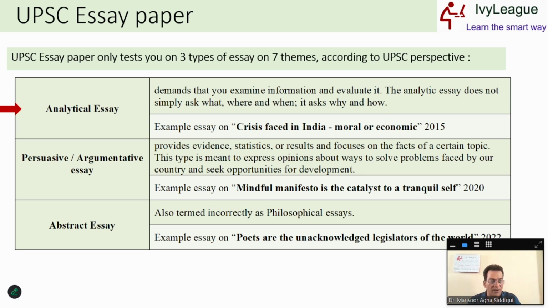Why it happened? Why do we have a crisis at the moment? And how it happened? And then you need to look at various facets which are pro and con, moral and economic. This is the first type of essay.